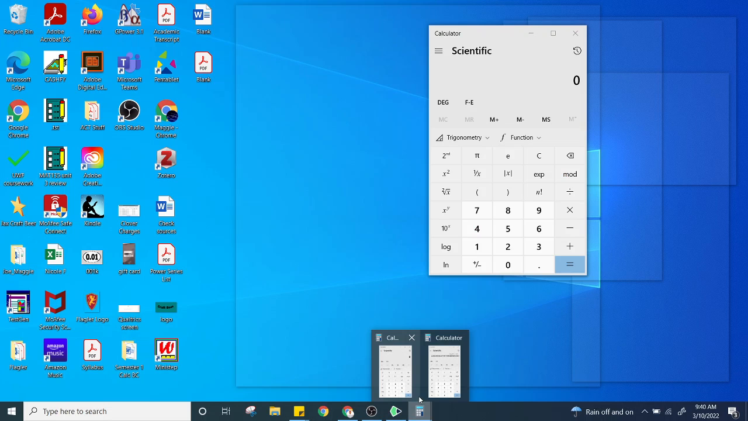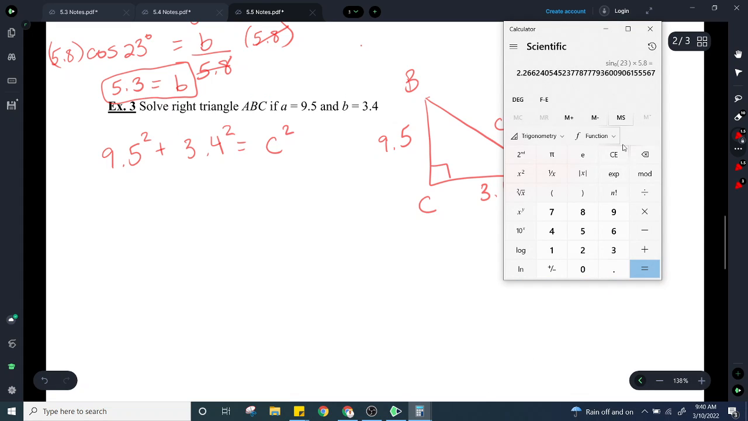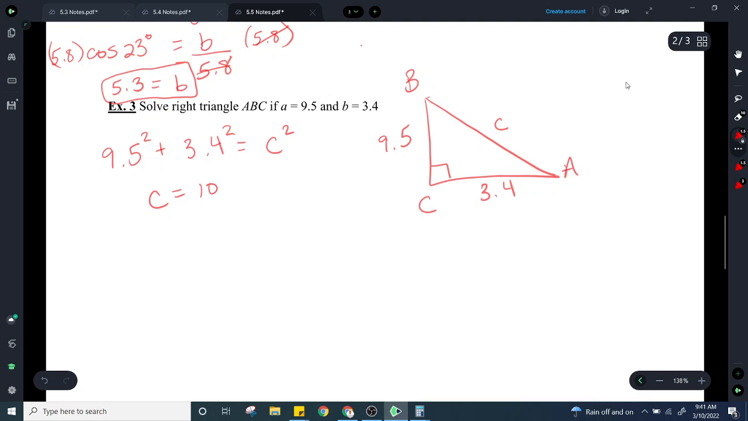So let's get our calculator out here. And we've got 9.5 squared plus 3.4 squared equals, and then we want to take the square root of that. So I'm getting a square root of about 10.09. So we're going to say C is equal to, I'm going to just round it and make it 10.1, so they all just have one decimal. So side C is about 10.1.